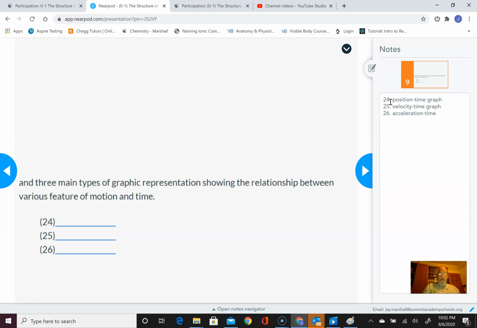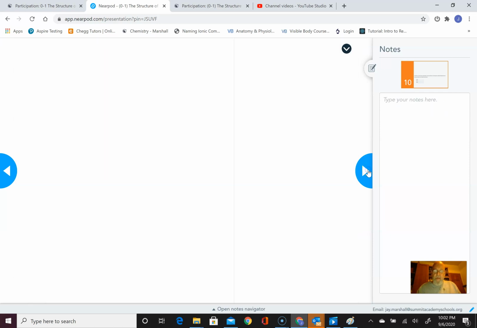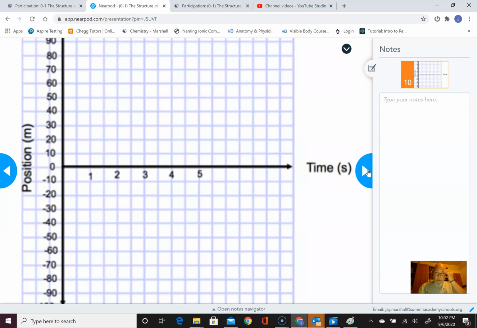And these graphs are just going to compare the relationship between position and how much time has elapsed, where I'm at, in other words, in space, and how much time has elapsed, what the velocity is after how much time has elapsed, and what the acceleration is after how much time has elapsed. And these will be very confusing to begin with, but we'll get very good at them. Just wanted to show you what one of these things looks like.